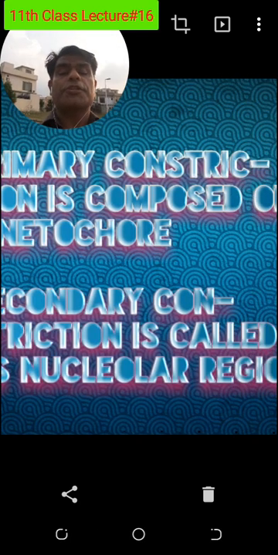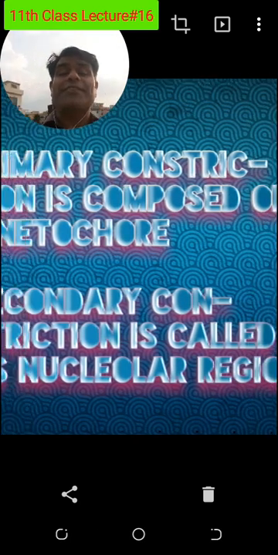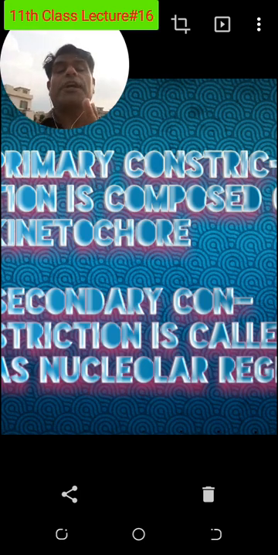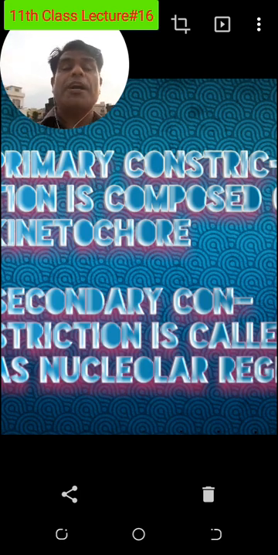If you see this one, the primary constriction is composed of the kinetochore. The secondary constriction is composed of the nucleolar region that will form the nucleolus, that will form three types of RNA. And kinetochore is not positively charged. The positively charged protein is histone, that is part of chromosome.